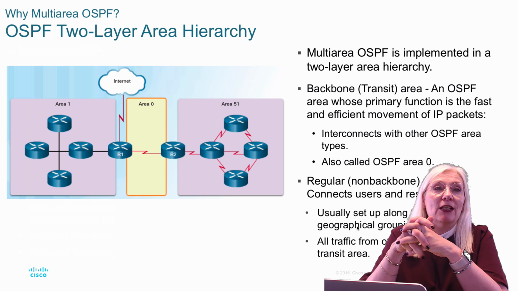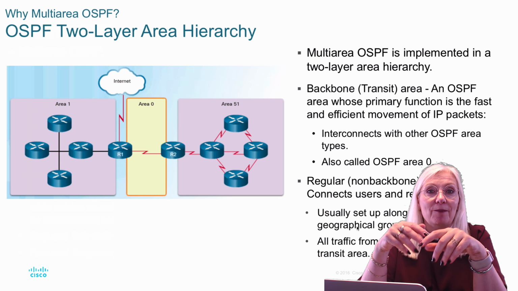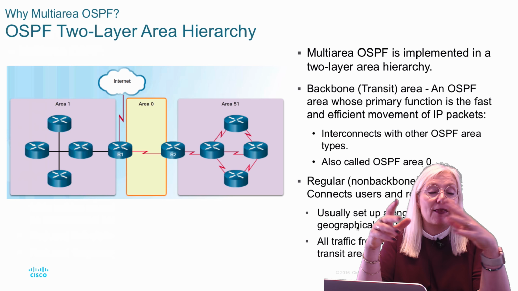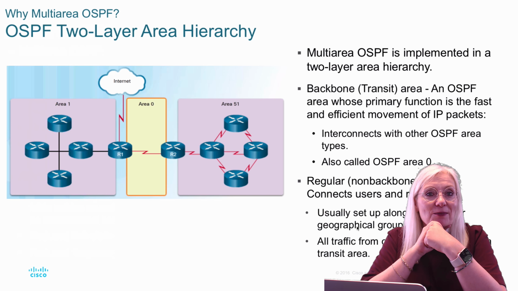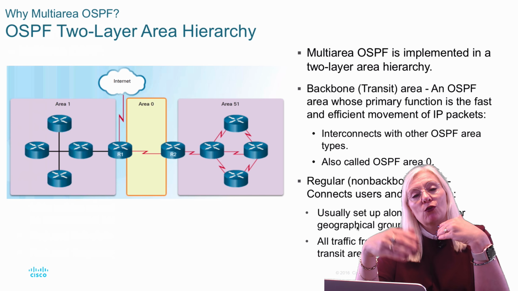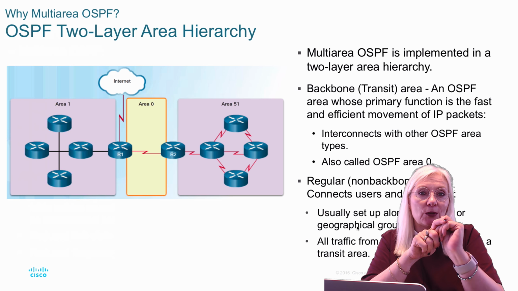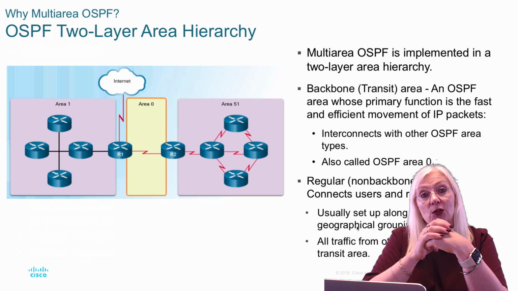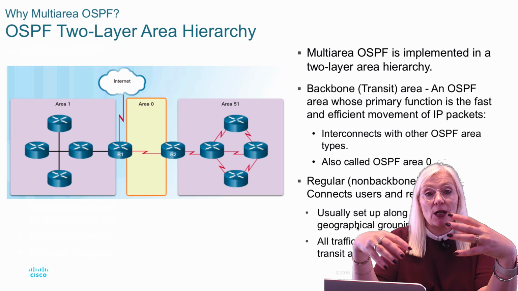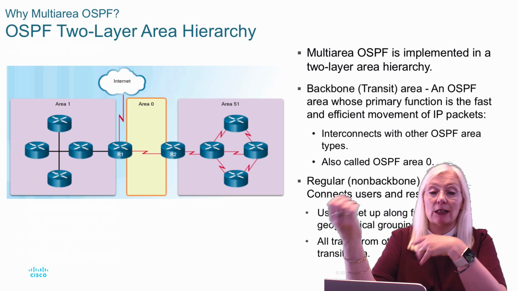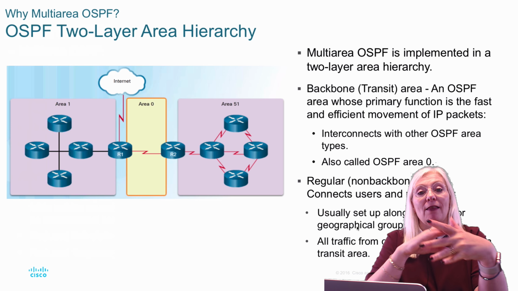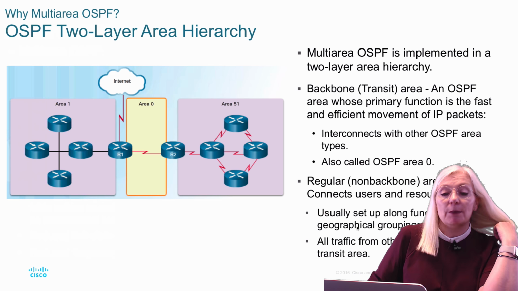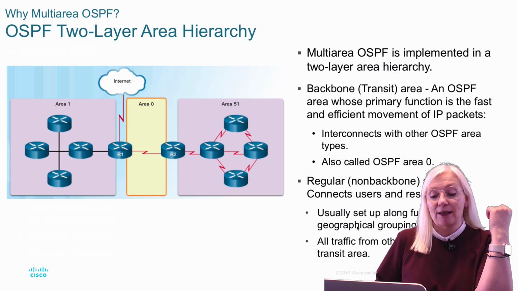So we have what we call a two-layer hierarchy: the specific one, area 0, which connects all other areas, and then the normal areas. When you choose to implement this, you can set it up, for example, through geographical grouping, so that if you have a large company, one area will be in one location, another area will be in another location, and then you have your infrastructure backbone in area 0. So all traffic must go through area 0, which is the transit area.